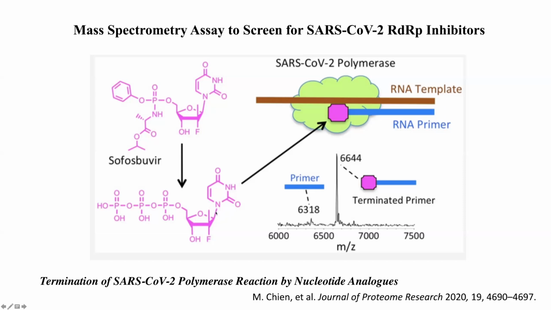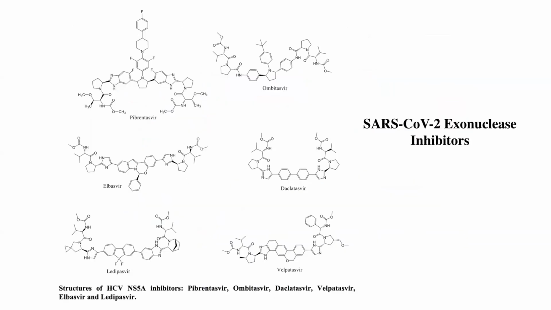However, its incorporation efficiency is not able to compete with the natural UTP, and also exonuclease can remove the incorporated nucleotide. Therefore, sofosbuvir has little inhibitory activity for the coronavirus. So we also, again, identified some initial molecules, which are the hepatitis C NS5A inhibitors. These are all FDA-approved hepatitis C drugs, and it turned out that these molecules also inhibit SARS-CoV-2 with different potency.